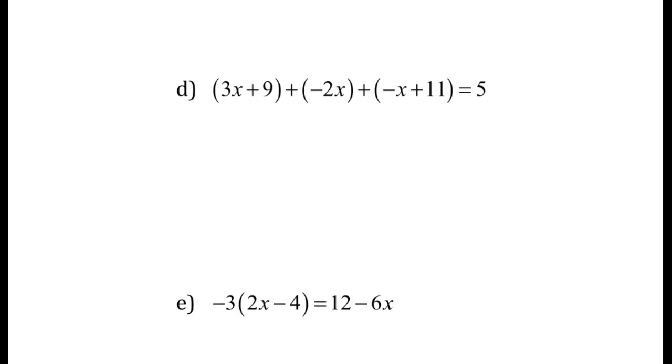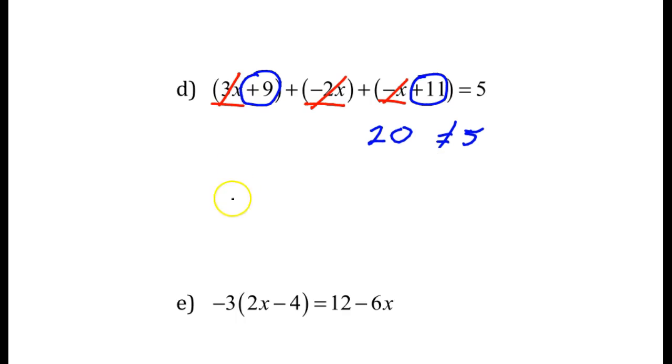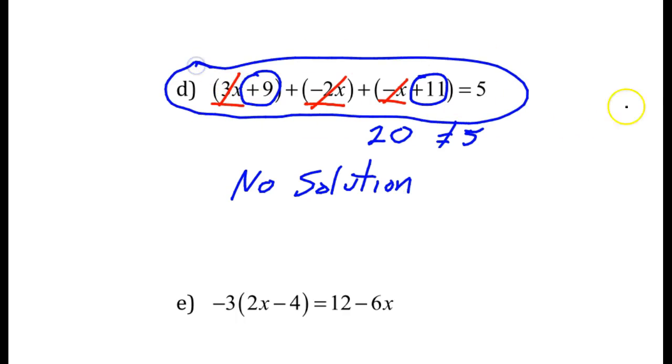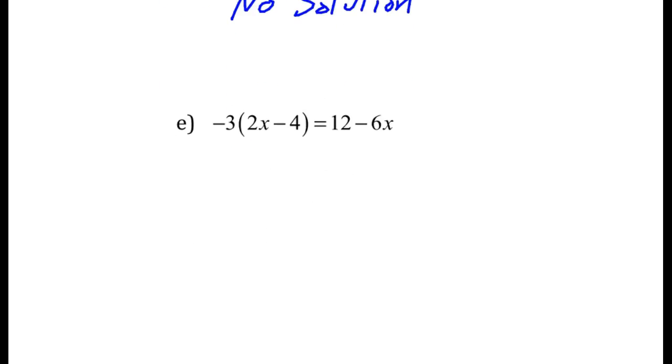And lastly, oh, no, 2 more. Let's see here, we got 3x minus 2x minus x. That equals 0. So the variables are canceled out. So let's see if the left-hand side equals 5 or not. So we got 9 plus 11, which is 20. So 20 does not equal 5. This is a no solution. And there we go. Circle that one.